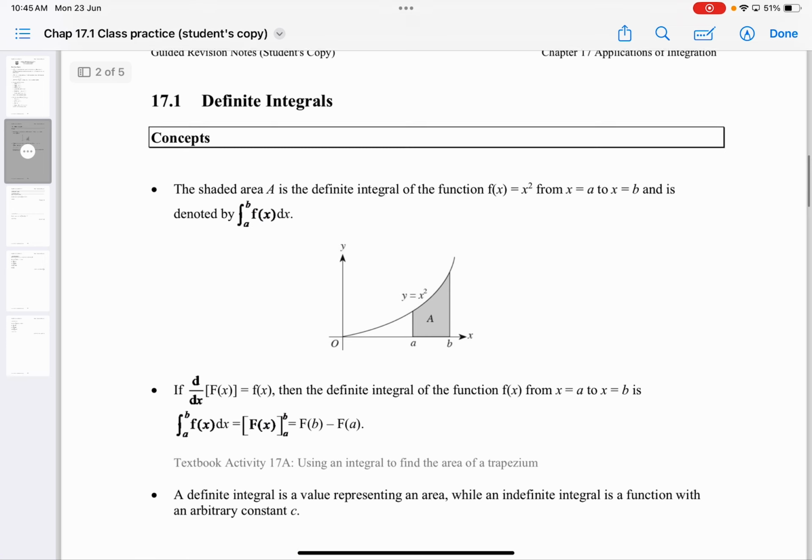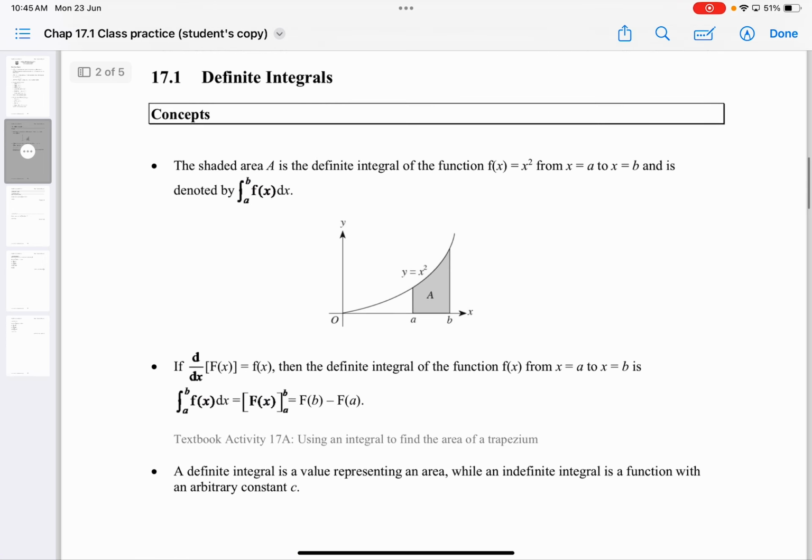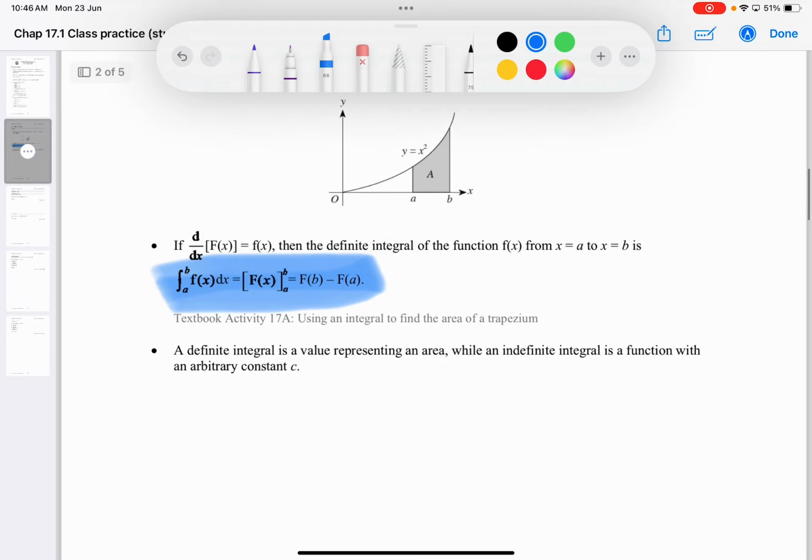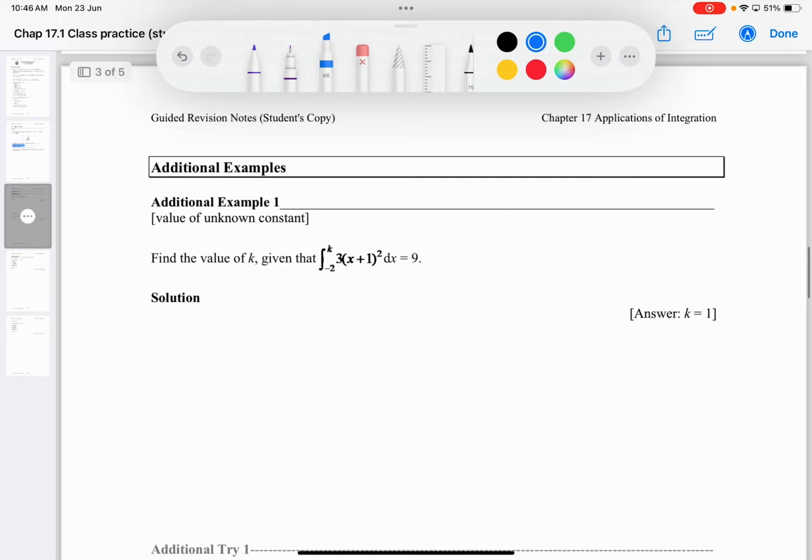Okay, so now we'll look at chapter 17. The concept of definite integral is actually area under the graph, which we will cover later on in the later part of the chapter. I already briefly went through this formula just now. When we have definite integral, this is the formula, which you have already learned in the many videos that you all watched in the chapter 17 worksheet. So now we'll do some try it questions.